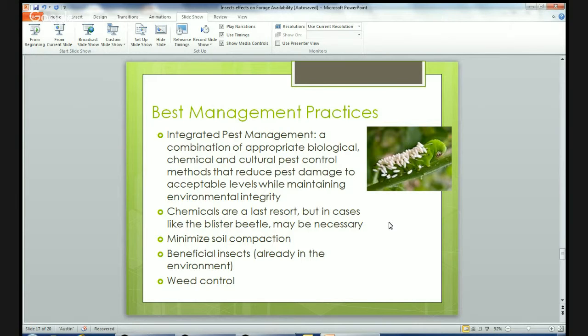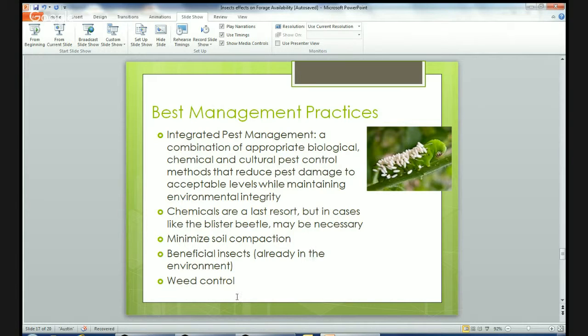Beneficial insects are already in the environment. So if you can capitalize on those, and say, all right, I know that this particular wasp loves this thing, use that cultural pest control to your advantage. Make it very comfortable there for the things that you want to come in. Invite them in. It's like we'll leave the light on for you.